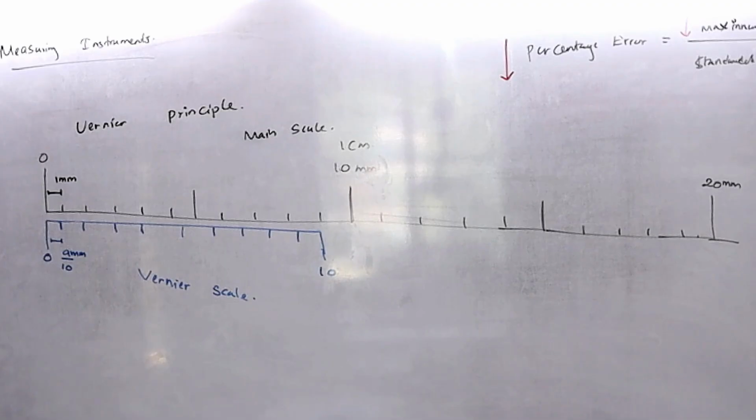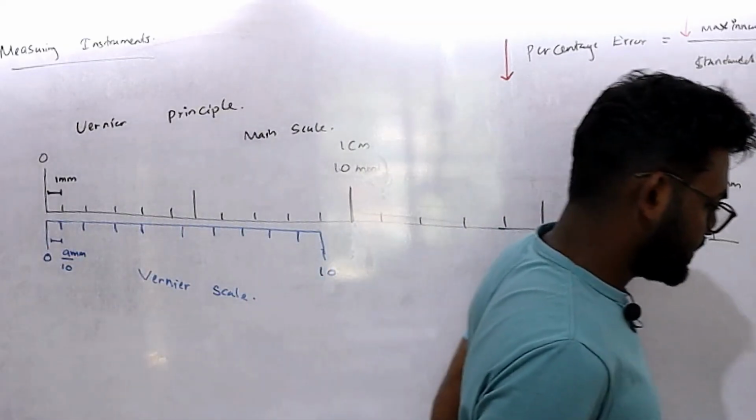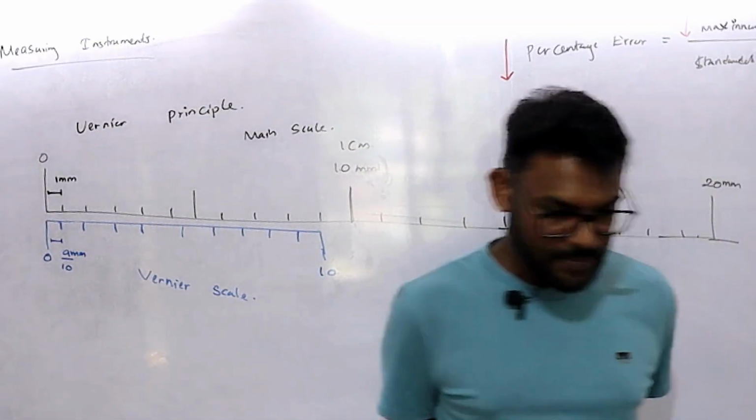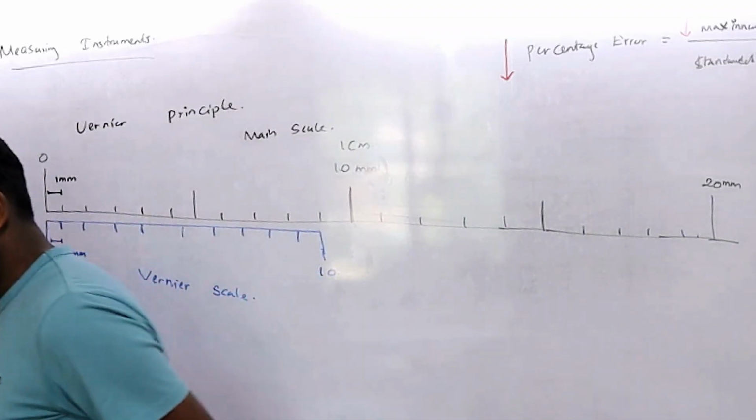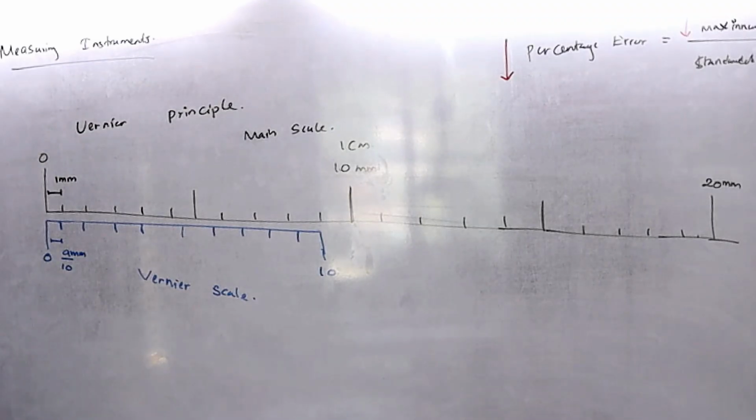Vernier scale is made by dividing 9 millimeters in the main scale to 10 equal segments. Right?